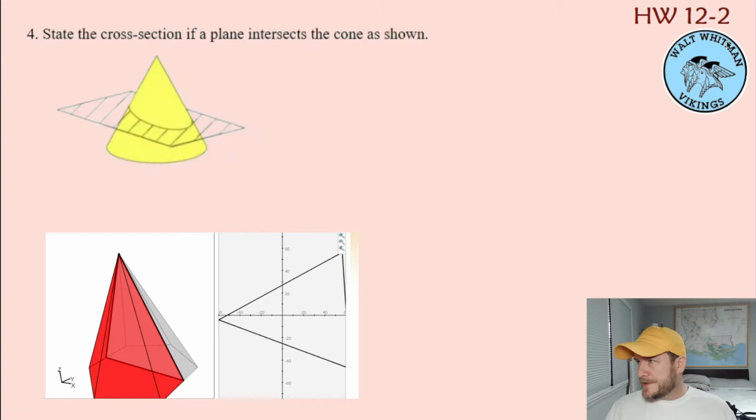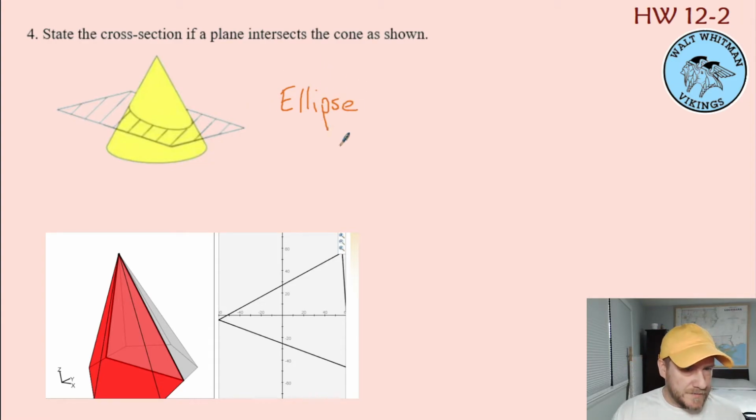So moving on, we're on the second page now. It says state the cross-section if a plane intersects the cone as shown. And so as shown here, I would say that this is not parallel to the base. This seems to be at an angle to the base. And so you know that's going to be an ellipse. We've seen that a bunch of times, so I'm not going to make a big deal out of it. You should know by now that if you intersect a cone at an angle, instead of a circle, you get a circle that's been a little bit stretched in this direction. So there's a long dimension and a short dimension. That's not a circle, that's an ellipse.